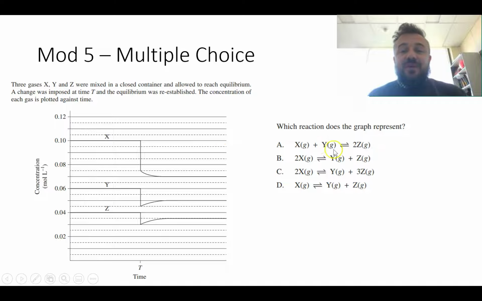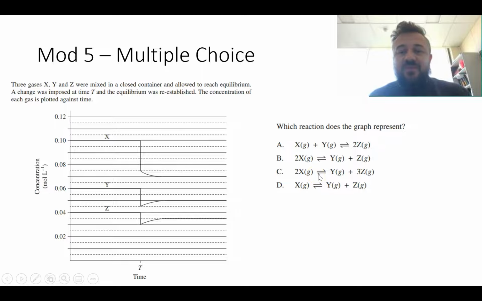So let's have a look at what we've got. What we need to know is that Y and Z, for starters, are going to be on the same side of the equation, because they both increase to re-establish equilibrium. So that takes A out straight away. Then we know that we have more moles of gas on the right-hand side, because that's what it's trying to achieve. So that takes out B, because B is 2 to 2, that's equal, so it wouldn't have that sort of a change on it.